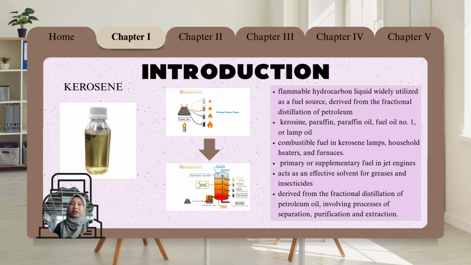Kerosene serves as a combustible fuel in kerosene lamps, household heaters, and furnaces, as a primary or supplementary fuel in jet engines, and acts as an effective solvent for greases and insecticides. This kerosene is derived from the fractional distillation of petroleum oil, involving processes of separation, purification, and extraction.